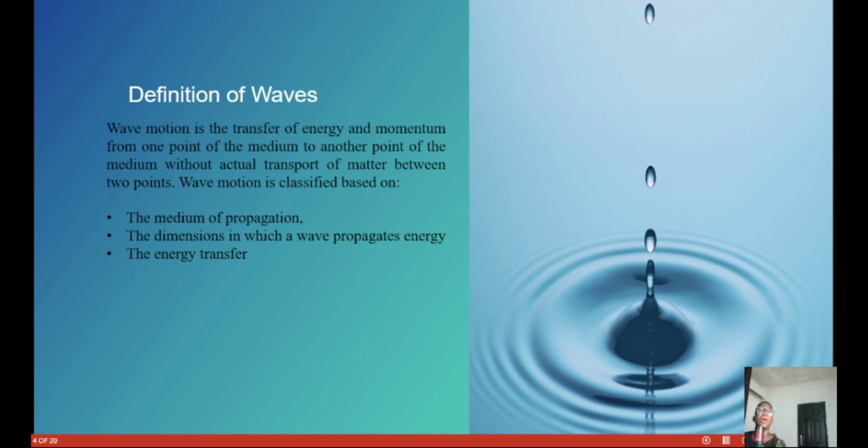Definition of wave. Wave motion is the transfer of energy and momentum from one point of the medium to another point of the medium without actual transport of matter between the two points. So we're saying wave motion is just the transfer of energy. You can call it the transfer of a disturbance from one point to another without the actual movement of what is causing the wave. Wave motion is classified based on one, the medium of propagation, two, the dimensions in which a wave propagates energy, and also the energy transfer.